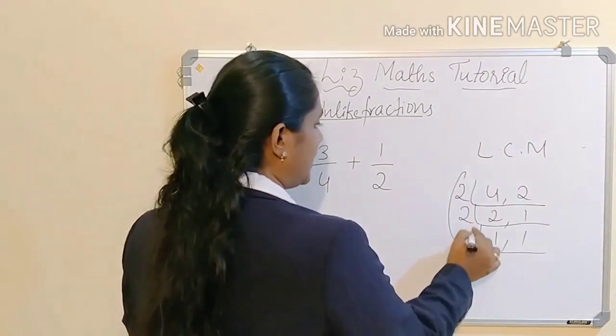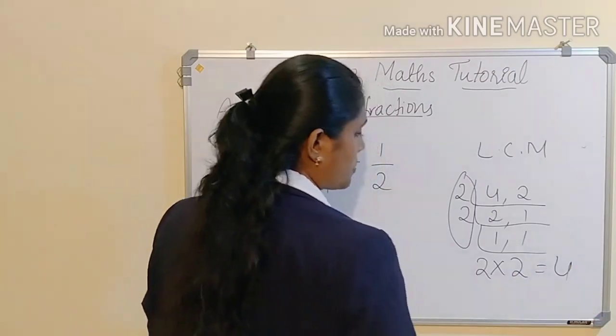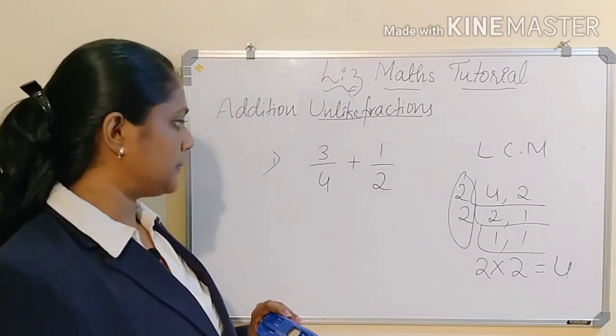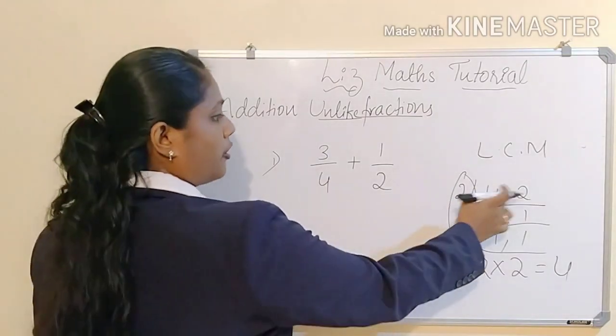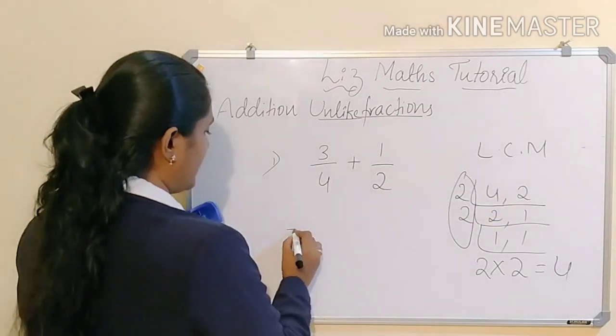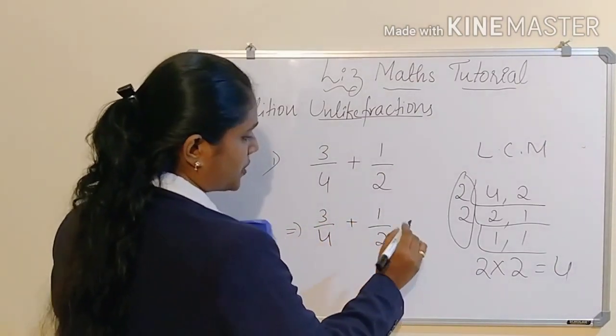Now what are the multiples here? 2 into 2 gives 2 to the 4, so 4 is the multiple, that is the LCM of 4 and 2. So here I'll write this again, 3 by 4 plus 1 by 2.